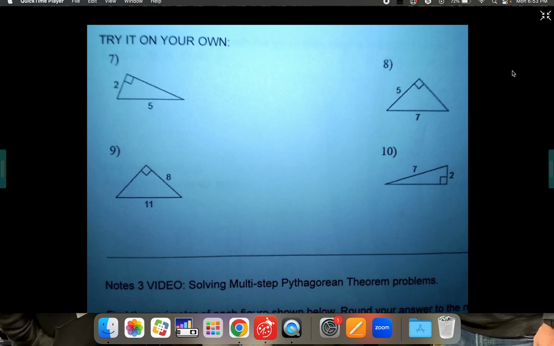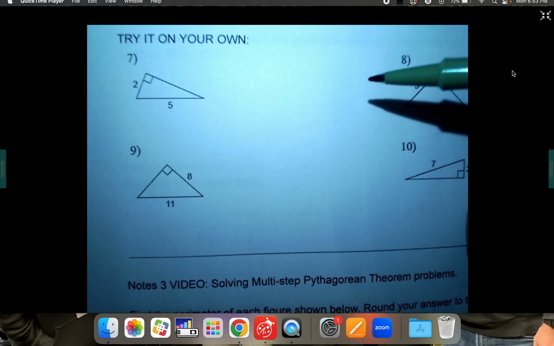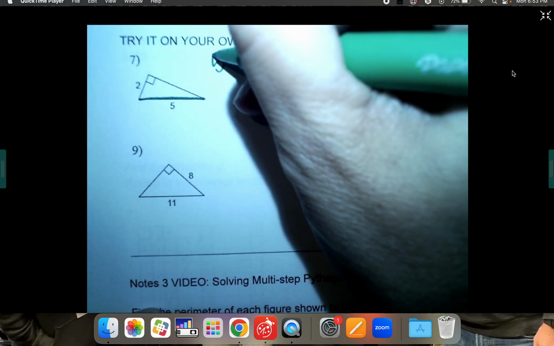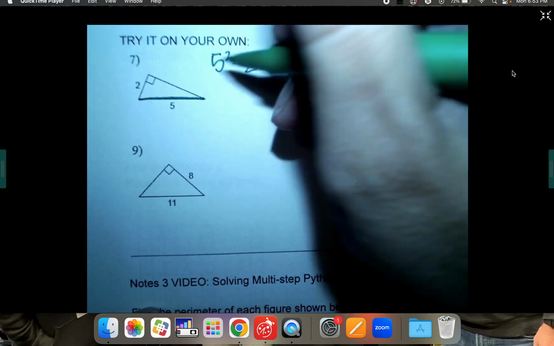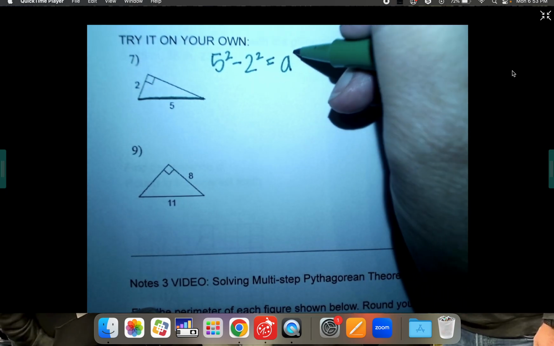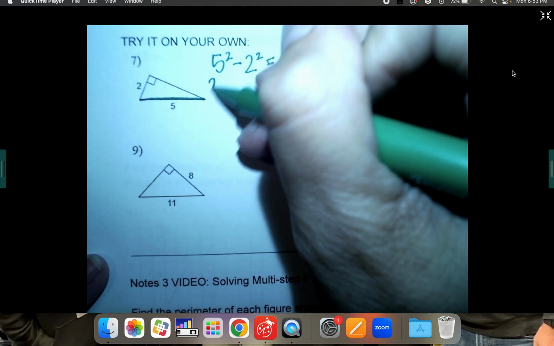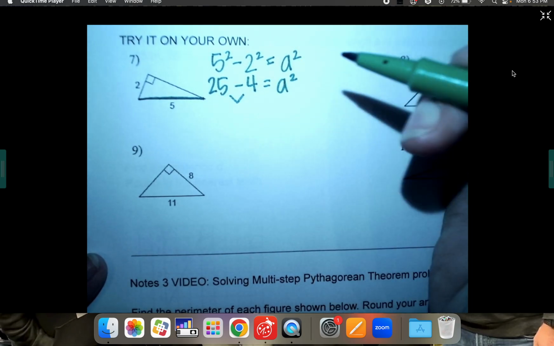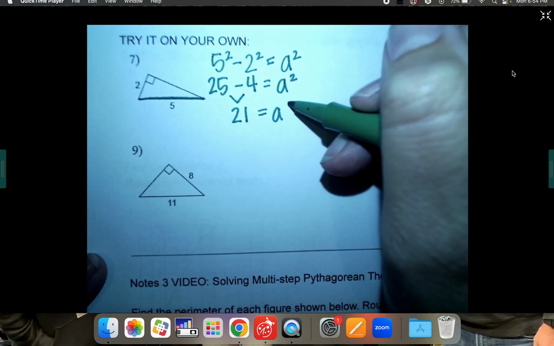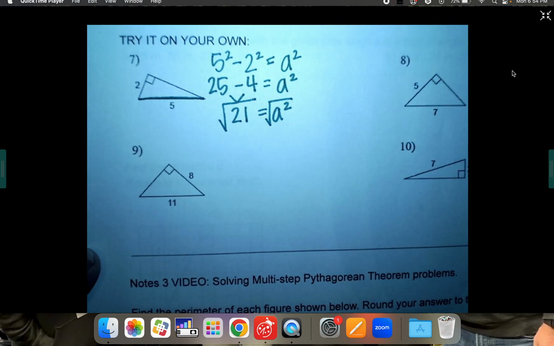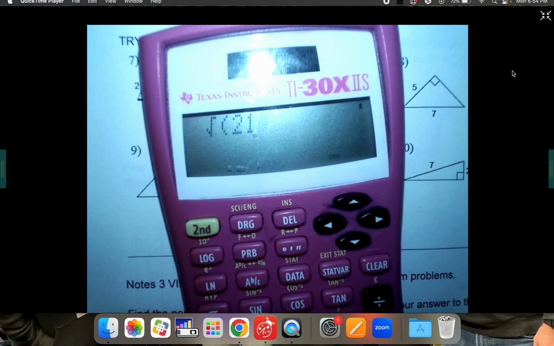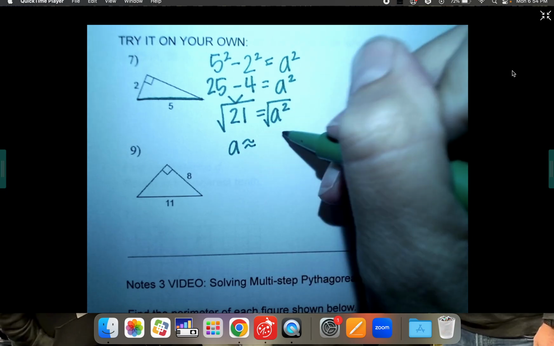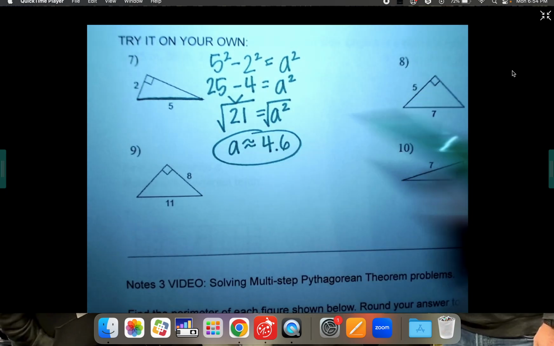Okay, if you're not quite ready to try it on your own, or if you're ready to check, these are the answers you should have gotten. 5 is definitely the hypotenuse. It's the longest leg. So you're going to need to subtract the other leg 2 from that to get your other missing leg length. So 5 squared is 25. 2 squared is 4. 25 minus 4 is 21. And then you still need to take the square root of 21, which is about 4.6. So the missing leg length in number 7, you should have gotten about 4.6.